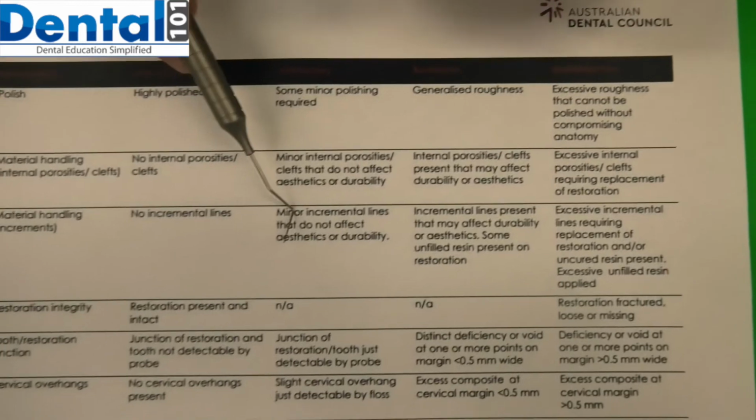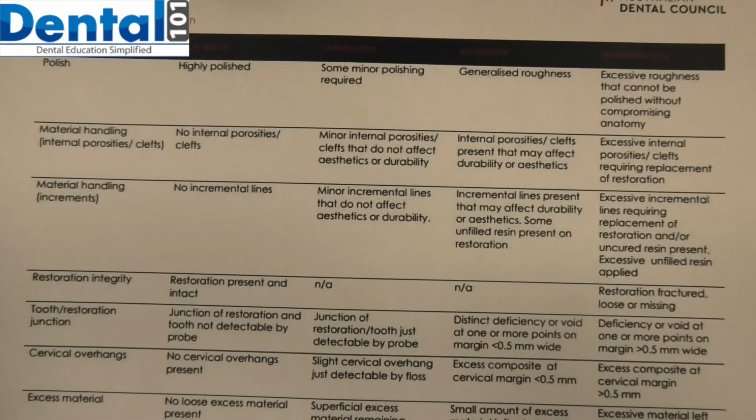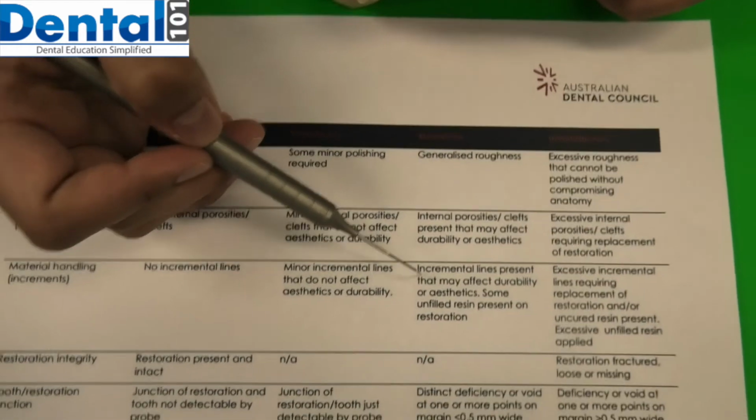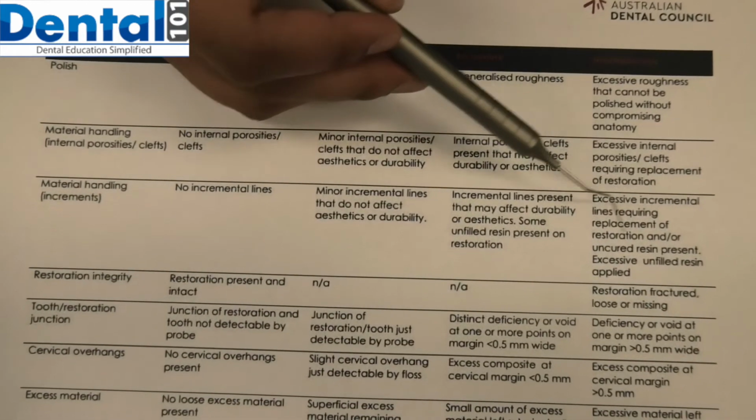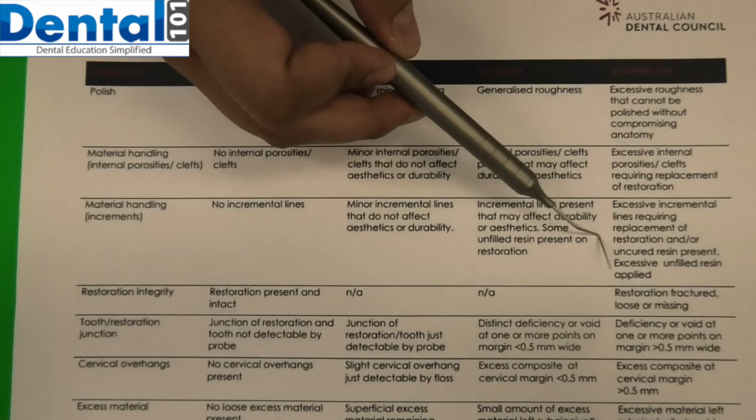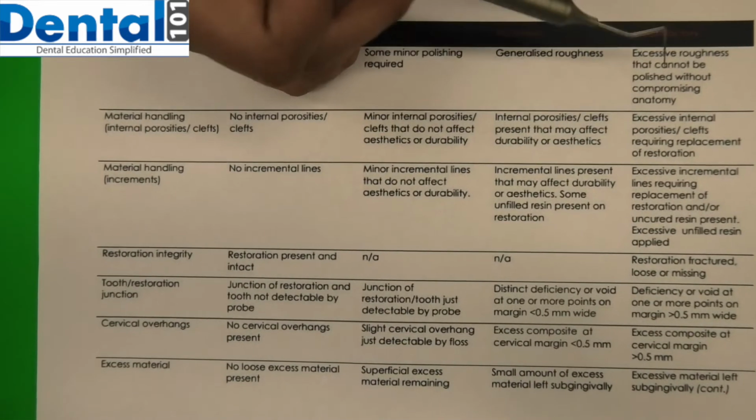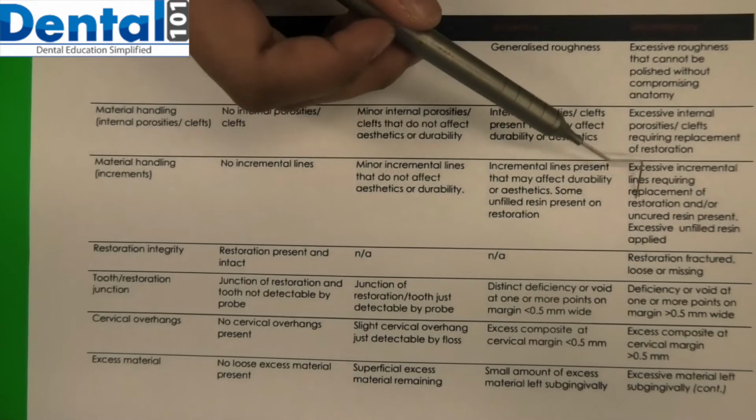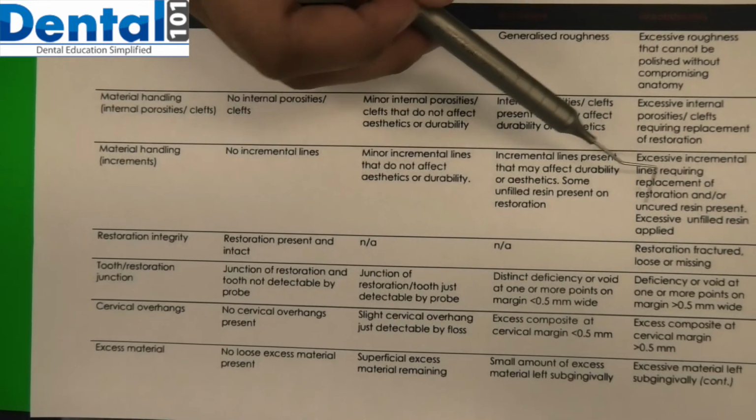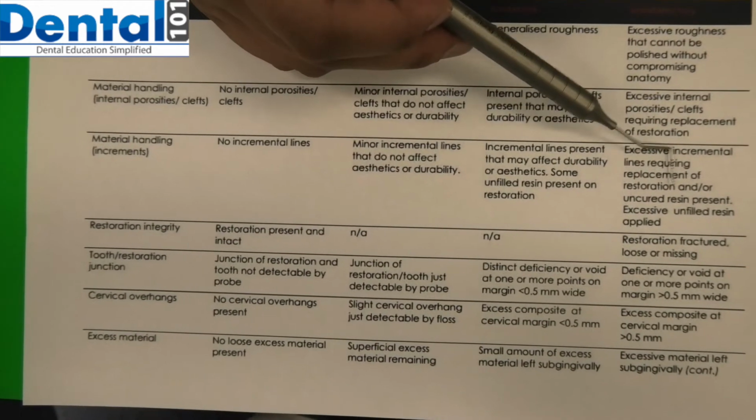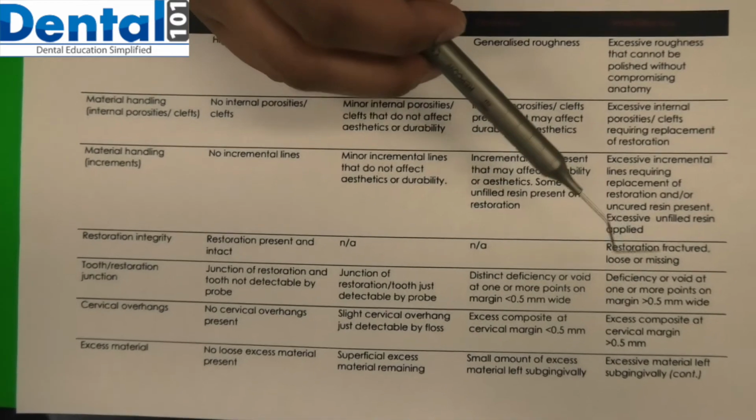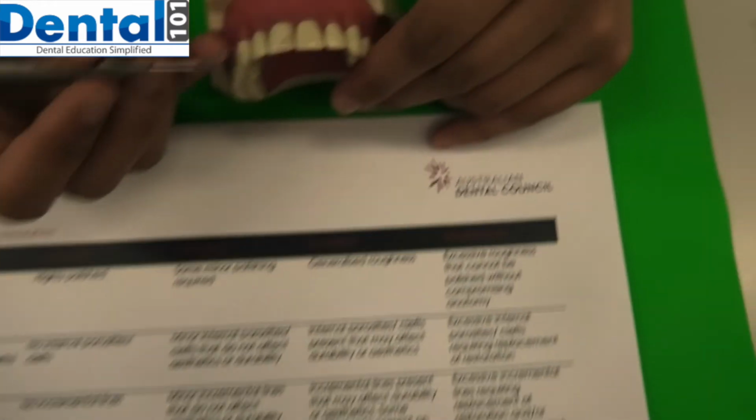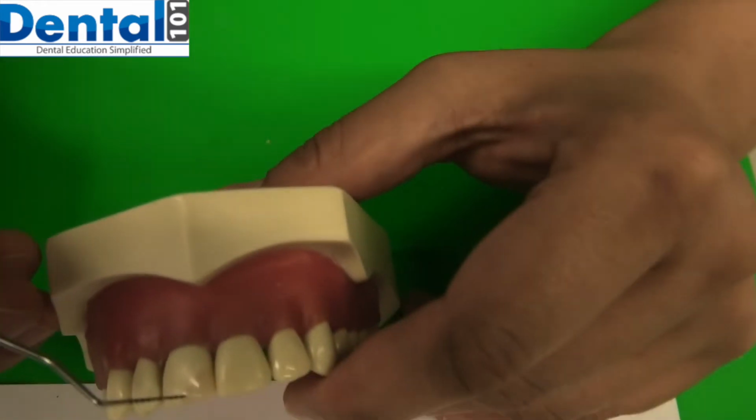But if the same increment lines are present on the buccal surface, which is the aesthetic zone, then it will come under borderline. And if there are excessive increment lines which require replacement of the restoration, then it will come under the unsatisfactory rubric. And it will also include uncured resin present or any excessive unfilled resin applied. So for that I will look for the increment lines.